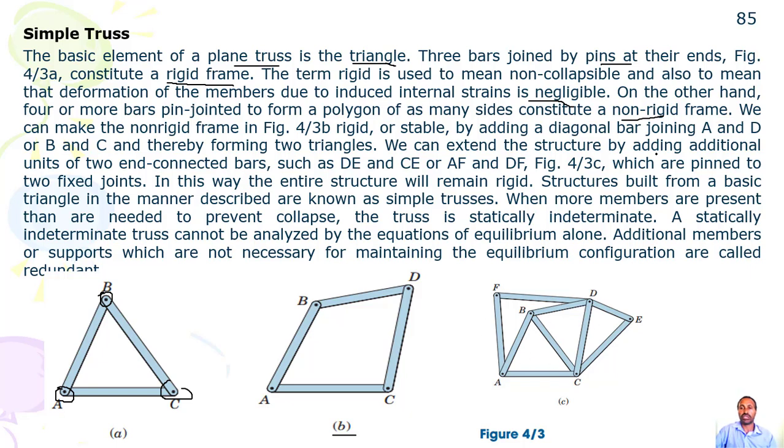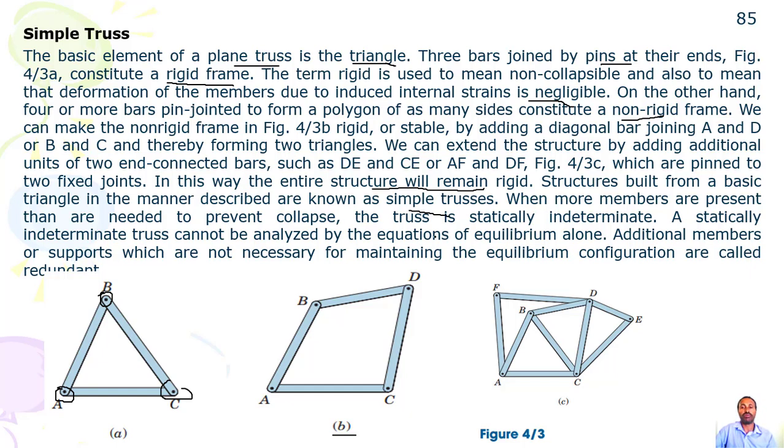We can extend the structure by adding additional units of 2 interconnected members, such as DE, and again CE, and also AF or DF. These are additional members for this quadrilateral, which are pinned to 2 fixed joints. In this way, the entire structure will remain rigid. Structures built from the basic triangle in the manner described are known as simple trusses.